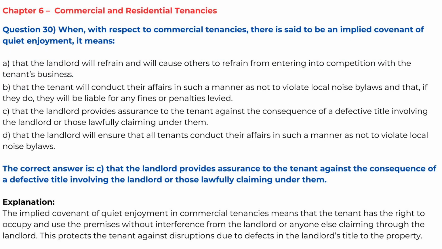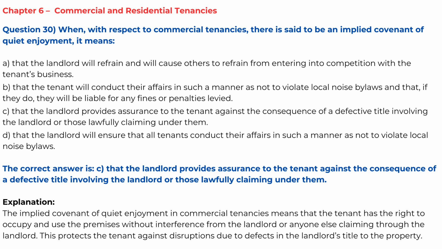When, with respect to commercial tenancies, there is said to be an implied covenant of quiet enjoyment, it means. The correct answer is C. That the landlord provides assurance to the tenant against the consequence of a defective title involving the landlord or those lawfully claiming under them.